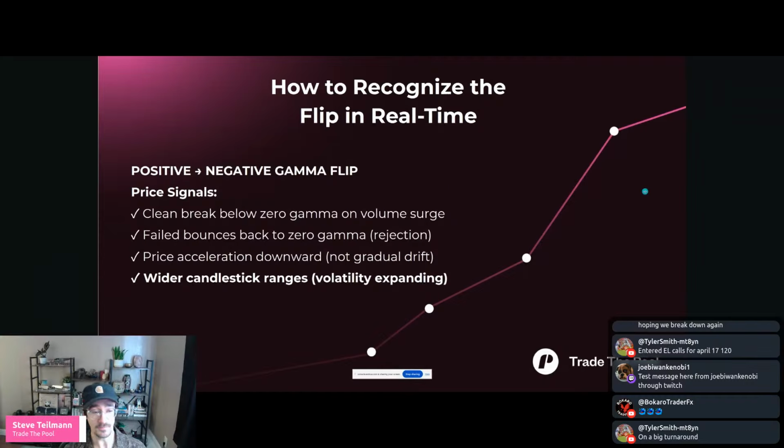So, positive to negative gamma flips. What are the signals? First off, we have that zero gamma that we're going to be keeping an eagle eye on. If we're looking for the setup, we would be looking for a clean break below zero gamma, and we want to see that on more than average volume. My rule of thumb is always 1.5x the average volume on whatever time frame you're trading.